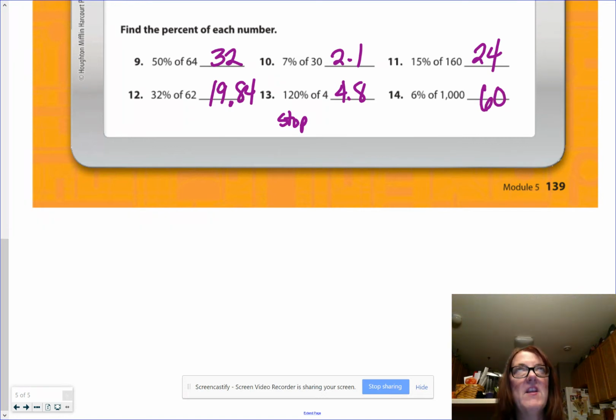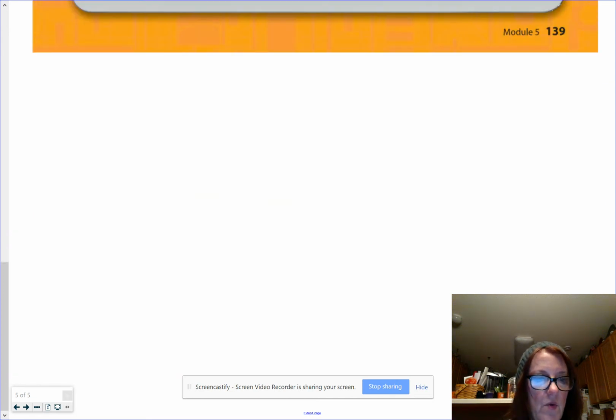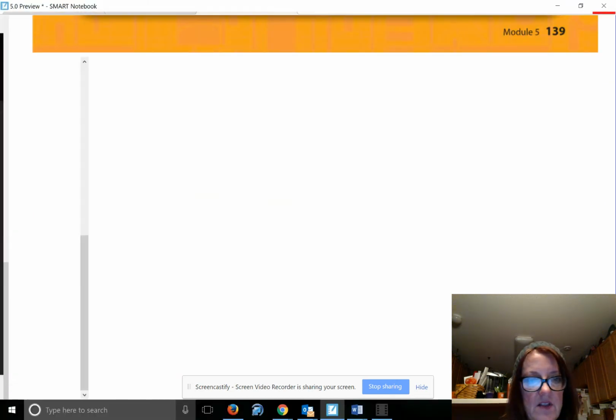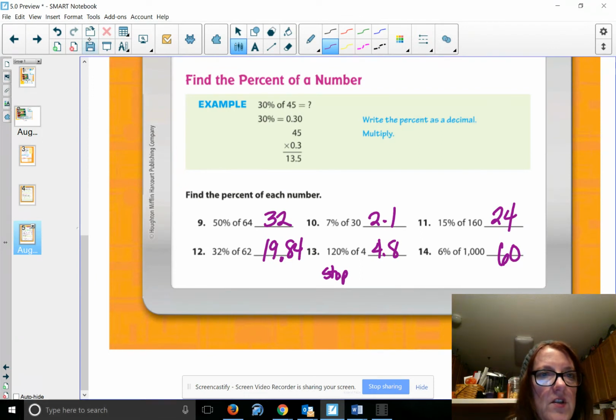Okay? Cool. Now we're ready to dive into this first section. All right? Because we're assuming you've got all this prior knowledge when it comes to working with percents. So now we're going to move on to the percent of increase and decrease. All right, so I've got to get this one up for you in just a second.